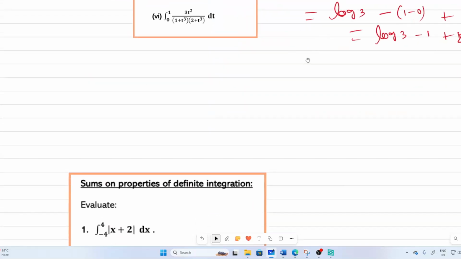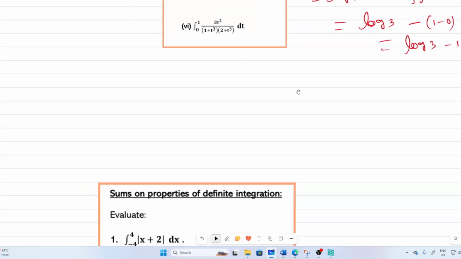Now for the next one, again a sum on partial fraction. But let us do it because these are important sums. That substitution you have to make here. On the substitution, it will be changed to a simpler form. Let me do it.